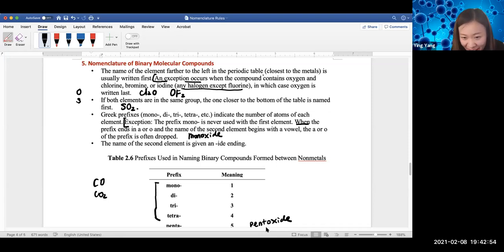oxygen difluoride, yes. Oxygen difluoride, yes. Okay, so this is a good practice. And start with oxygen, and because it is the first element, we don't need to write mono. So just oxygen, and fluorine changes to fluoride, and because there are 2, we use di, so oxygen difluoride. Yes, very good.